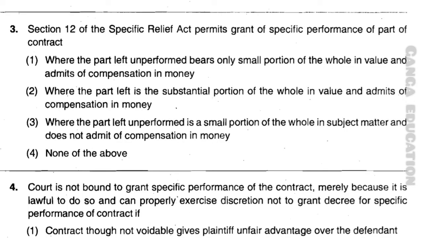Now question number 3. Section 12 of the Specific Relief Act permits grant of specific performance of part of contract. Option number 1, where the part left unperformed bears only small portion of the whole in value and admits of compensation in money. Option number 2, where the part left is the substantial portion of the whole in value and admits of compensation in money. Option number 3, where the part left unperformed is a small portion of the whole in subject matter and does not admit of compensation in money. Option number 4, none of the above.